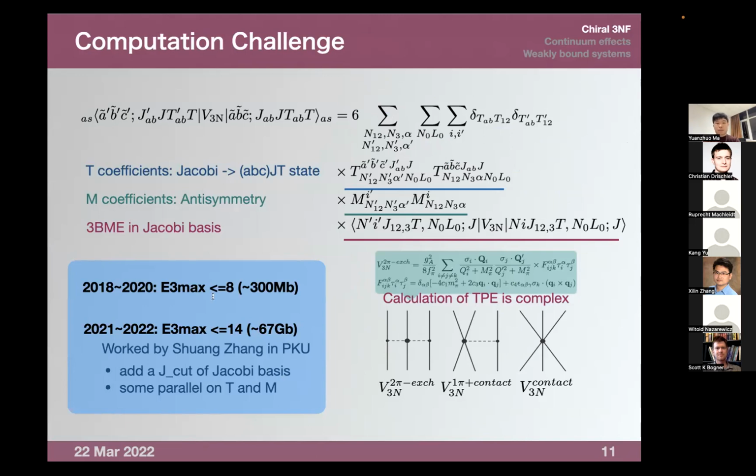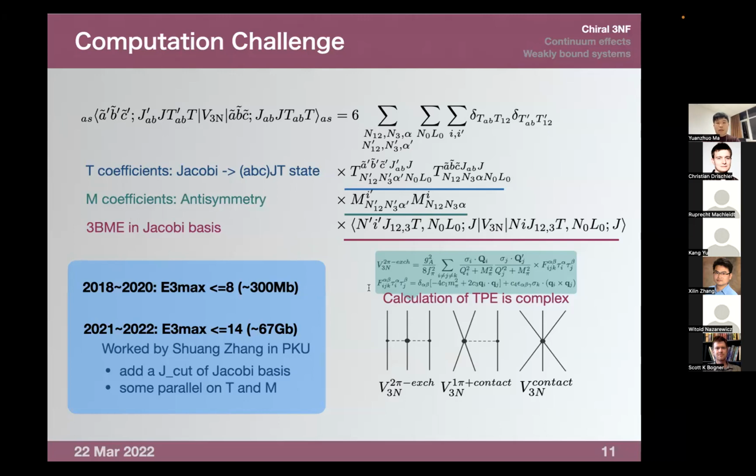And with all of this optimization, we can generate the 3-body matrix elements up to E3max around 8 or so. And later on, we found that if we add a cut of the total angular momentum in the Jacobi basis, the ability of our code will increase quite a lot.